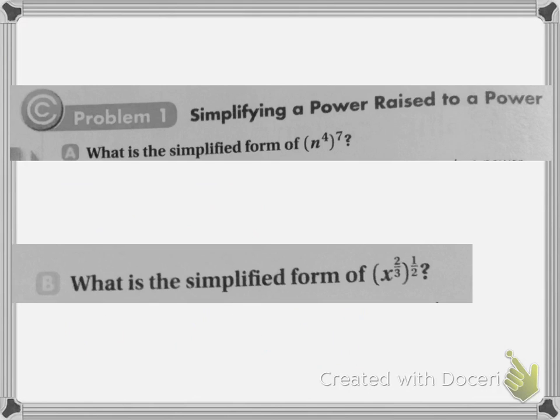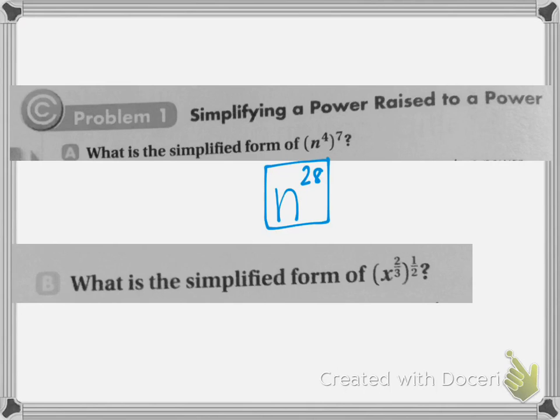Alright, so example 1, we're going to write the simplified form of n to the 4th to the 7th. So this is power of a power, so we're going to multiply the exponents. What's 4 times 7? N to the 4 times 7, so the answer is going to be n to the 28th. I don't know why I wrote that down there. Let me write that up higher. N to the 28th. So that's the answer there.